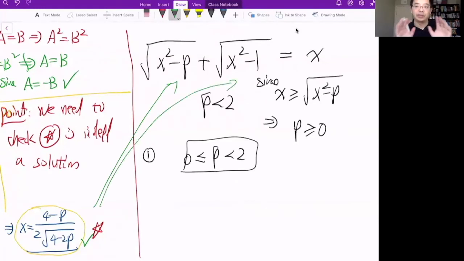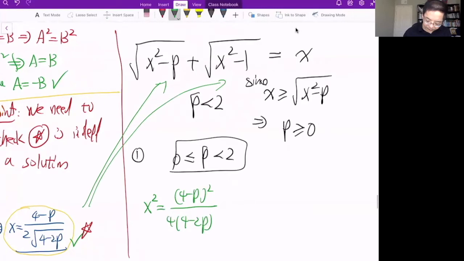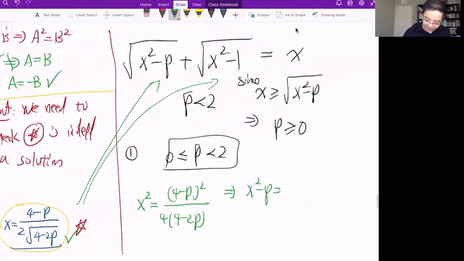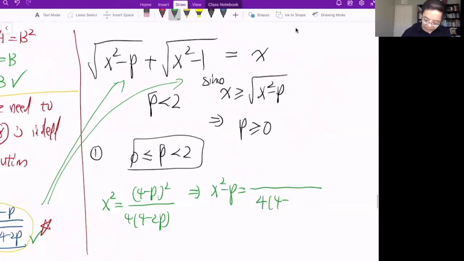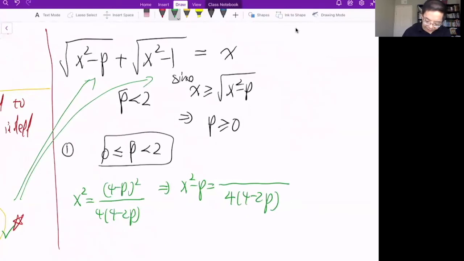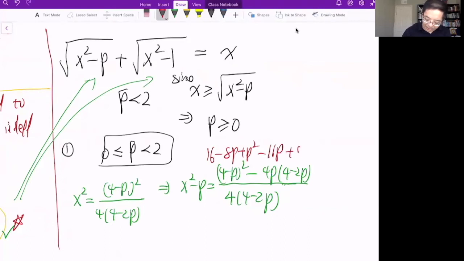Let's do it. Again, just be patient and make sure our calculations are correct. We have x squared equals what we just did: (4 minus p) squared over (4 minus 2p). So x squared minus p, what I have, is 4 times (4 minus 2p)... we have (4 minus p) squared minus 4p times (4 minus 2p). If we write it out, this will be 16 minus 8p plus p squared minus 16p plus 8p squared. If I combine this, I get 9p squared minus 24p plus 16, right? What is this? This is (3p minus 4) squared.